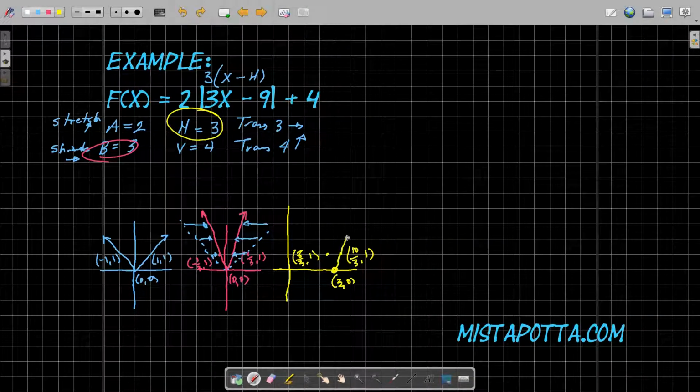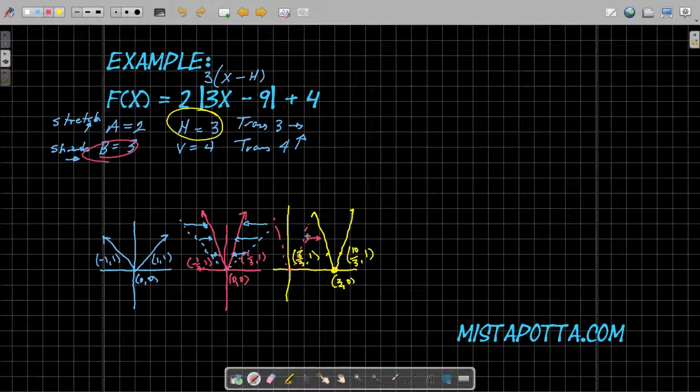And of course, it looks exactly the same as what we had. The only difference is that it's been moved over from where it was centered about the y-axis. It's been slid over.